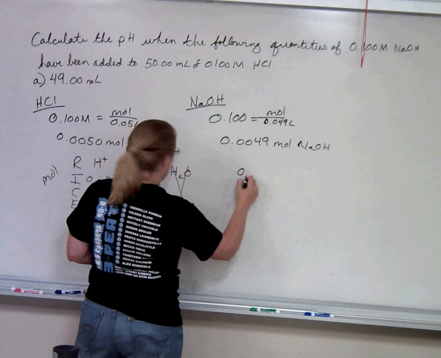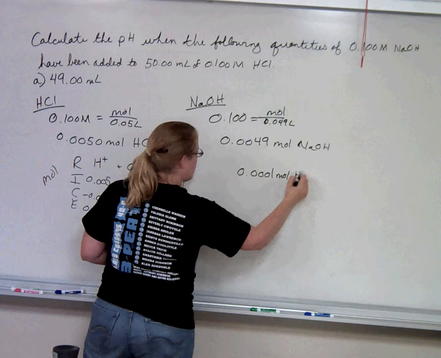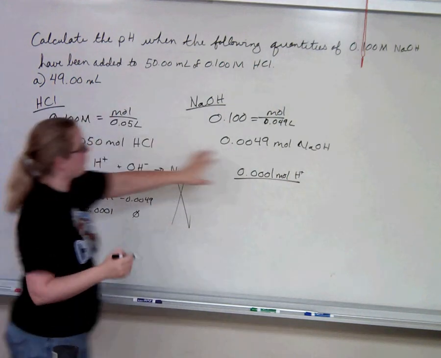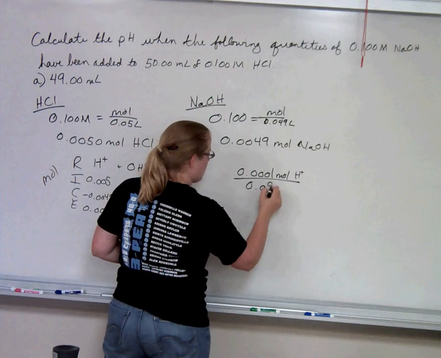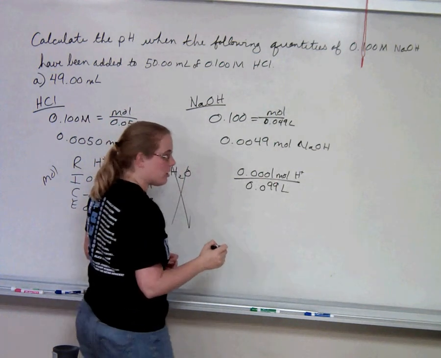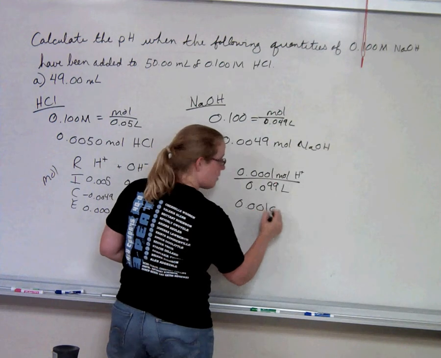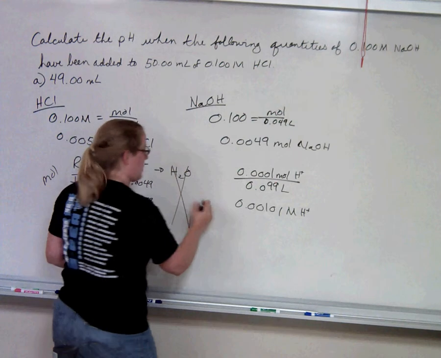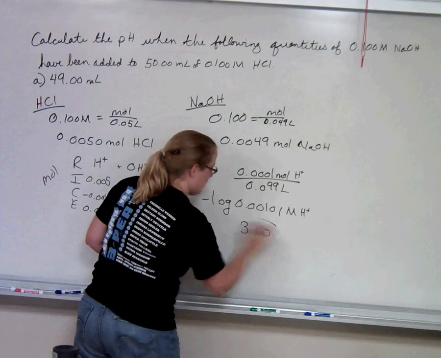So now we have 0.0001 moles of hydrogen. And now we have 50 milliliters plus 49 milliliters, so that's 99 milliliters. And so our concentration for our hydrogen, then we just take the negative log of this, and that gives us a pH of 3.